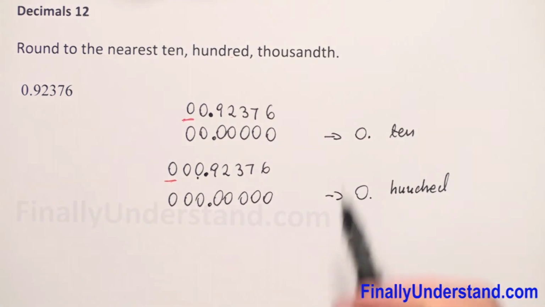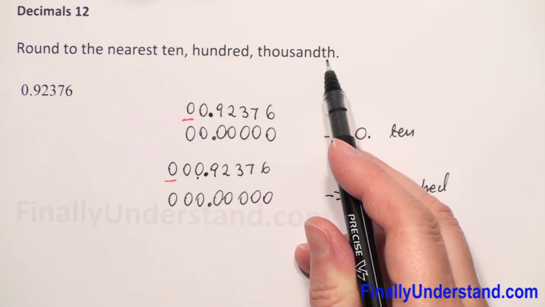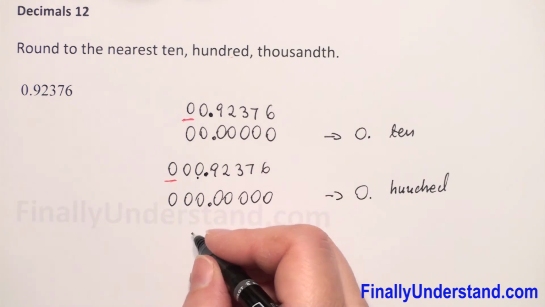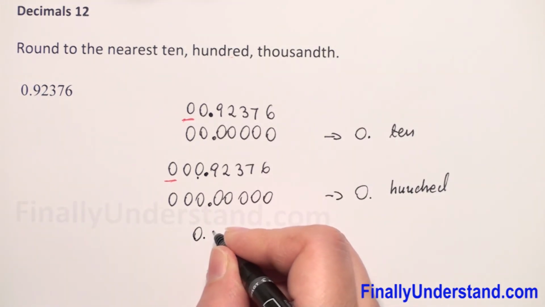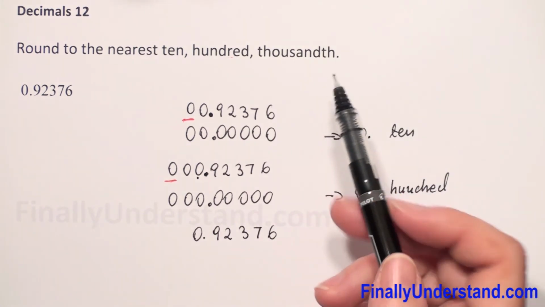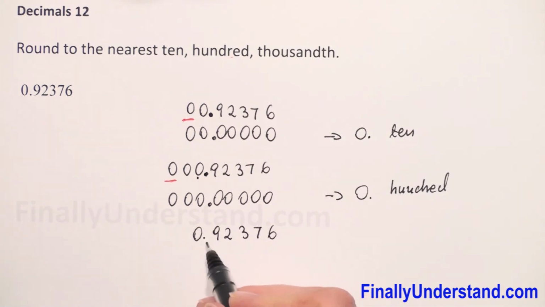And next we have to round to the thousandth. We have th at the end. When we have th at the end, it means we have to move to the right from the decimal point. So let me copy our example. We have 0.92376. Like I said, th. So we have to move to the right from the decimal point.